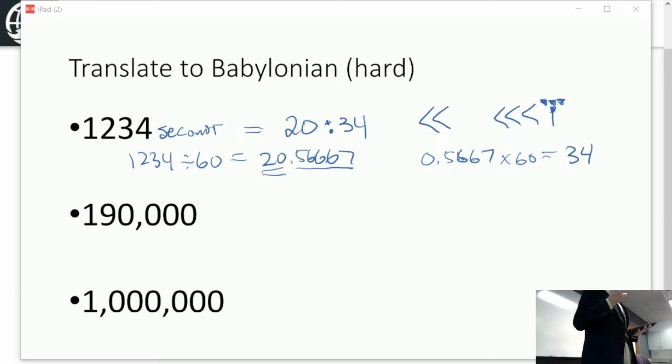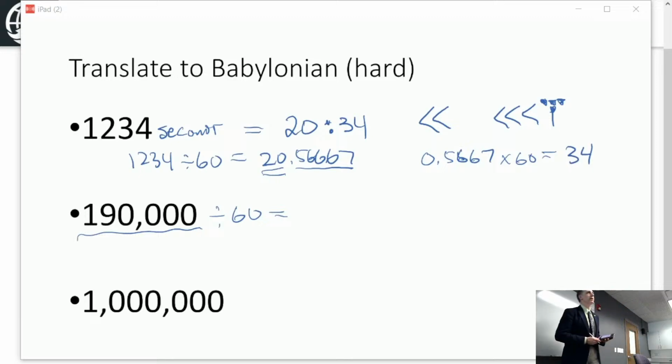So we only have 5 minutes left. I want to point out the last one. So I'm pretty sure you can do this one. So this one, you're going to do the same thing, divide by 60, take the decimal part, multiply it by 60, and go on and on. But let's take a look at 1 million. 1 million is kind of special. So let's take a look at that.